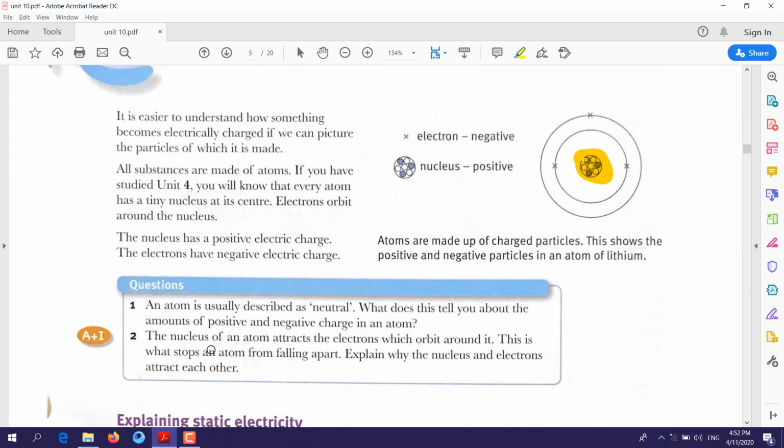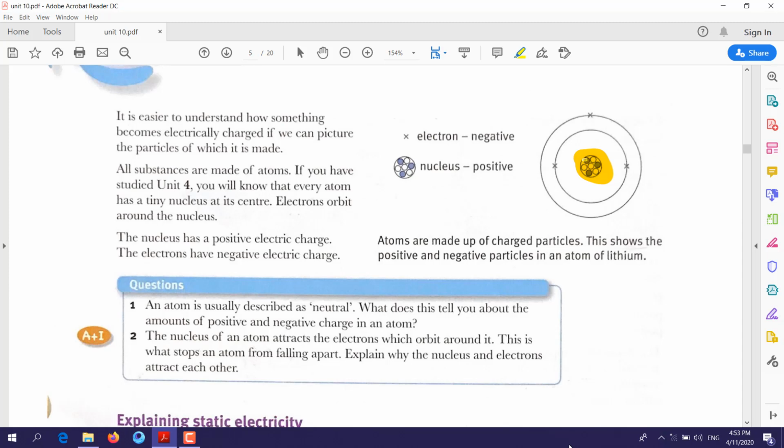The nucleus, question number 2. The nucleus of an atom attracts the electrons which orbit around it. This is what stops an atom from falling apart. Explain why the nucleus and electrons attract each other. There is a force of attraction between protons and electrons. Why? Can we explain why?